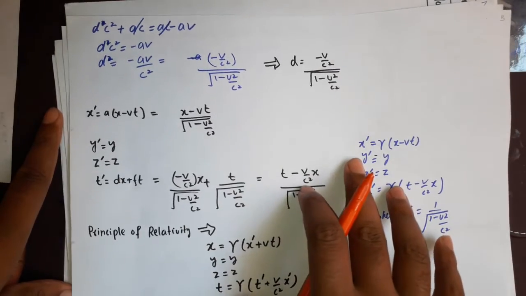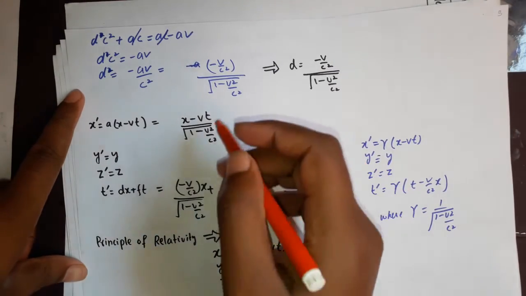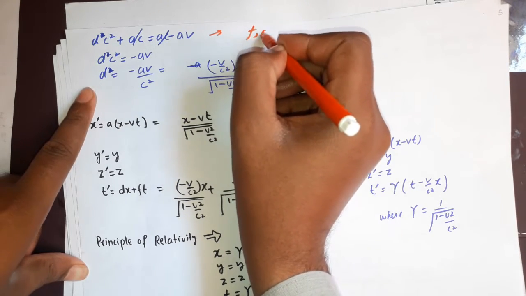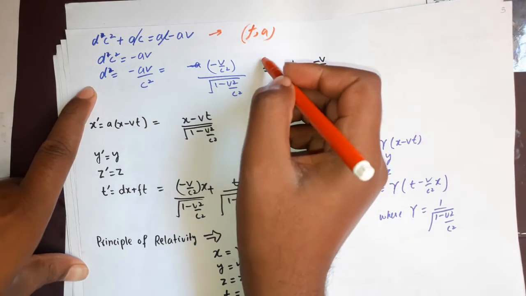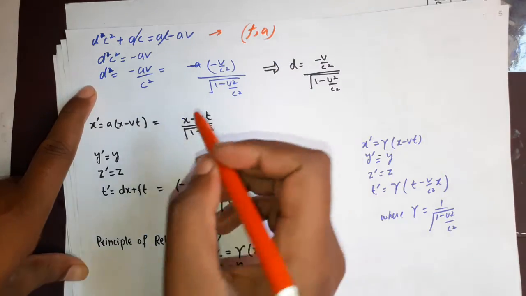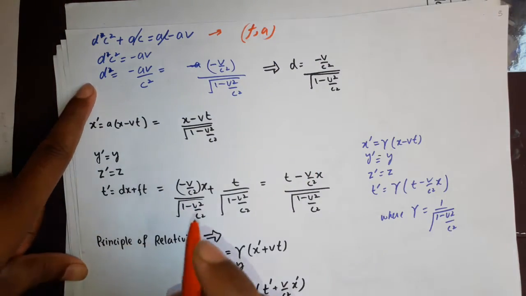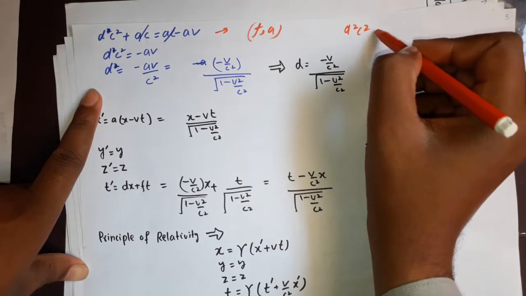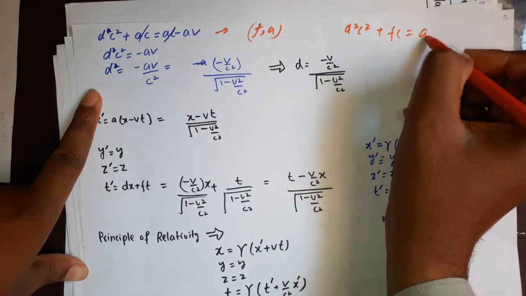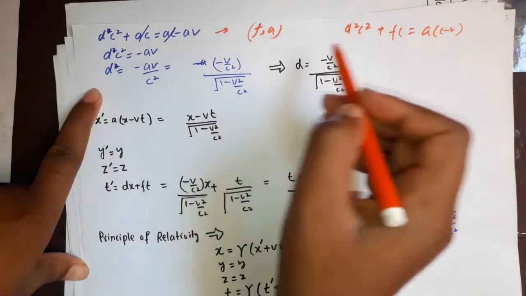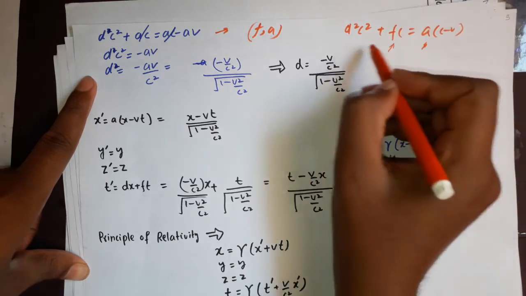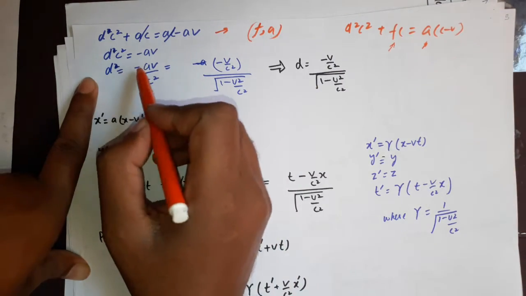Okay, now to find the value of d, I can use either the first or the second equation, because I know the value of f and the value of a, so I can easily find the value of d. I can use just one equation. I am using the first equation, that is basically d squared c squared plus fc is equal to a times c minus v. If I put in the values of f and a, I can get the value of d.